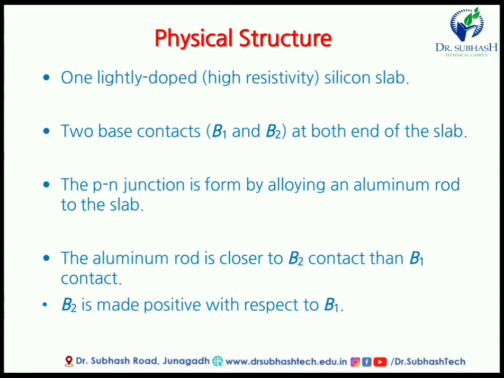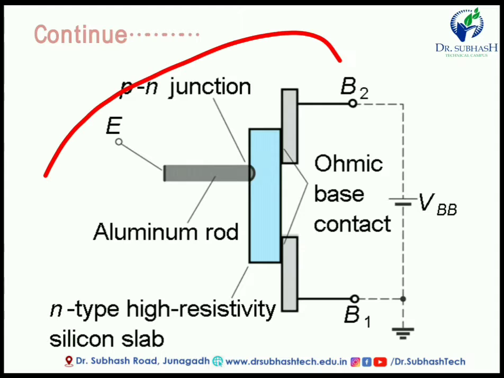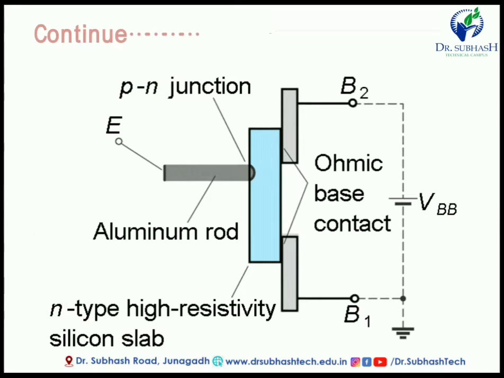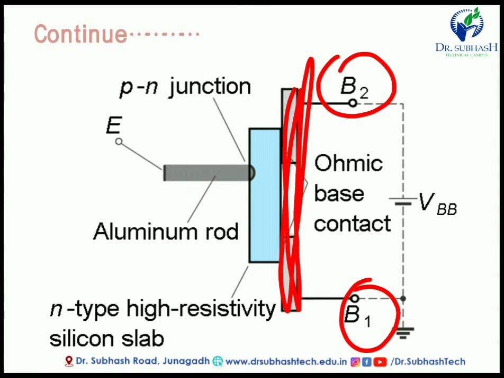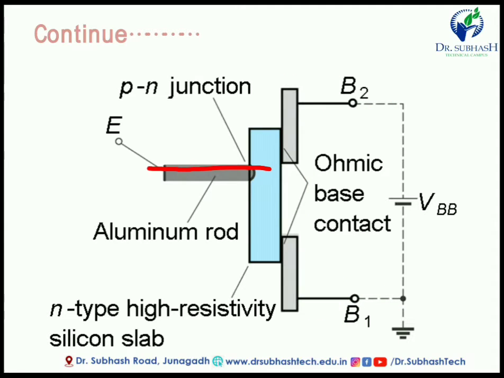Now let's see the structure. This is the internal structure of the UJT. In a UJT there are two terminals, B2 and B1, at the ends of the same slab, and one terminal given as input is the emitter, E. Here only one PN junction is there, so it is known as a unijunction. This blue region is one silicon slab, and here is the one junction.